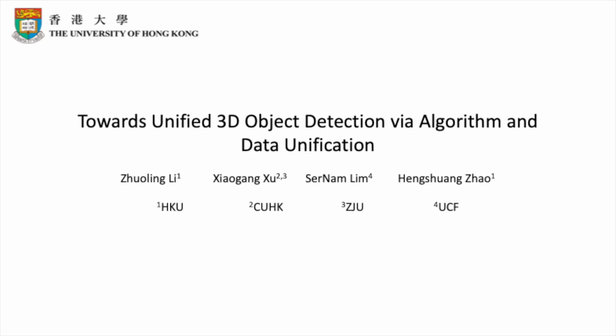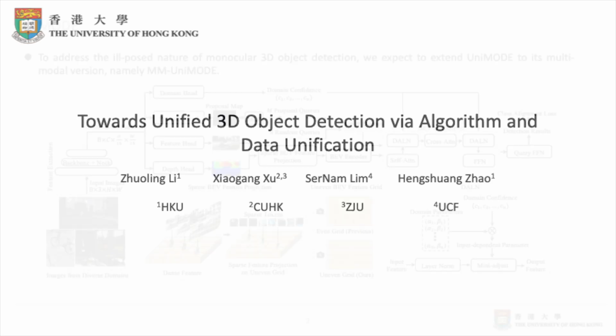Now I will introduce our recent work towards unified 3D object detection. This work is an extended version of the paper UniMODE, Unified Monocular 3D Object Detection. In this work, besides the original content in UniMODE, we build the first unified multimodal 3D object detection benchmark, UniMODE 3D. Then, we developed the first unified multimodal 3D object detector, namely UniMODE, by extending UniMODE to its multimodal version.